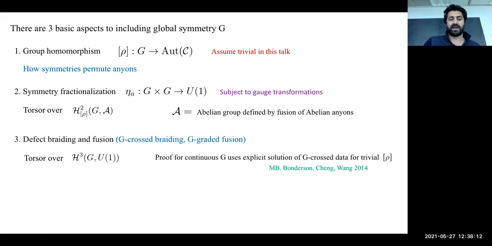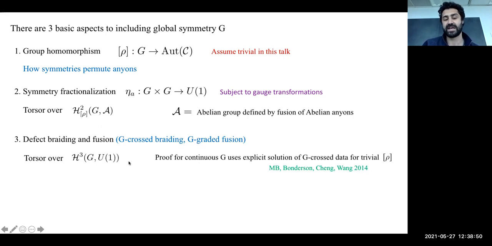And finally, we have the braiding and fusion of defects. So we have G-crossed braiding, G-graded fusion, and these different solutions can be related to each other by elements of this third group cohomology. Now, this is a pretty non-trivial statement, right? How do I know that this is true? It turns out that when the group homomorphism is trivial, you can explicitly solve the G-crossed braided tensor category equations in complete generality. That's one of the things that was done in this paper. And then in that case, you can just show that all the solutions can be related to each other by these two quantities. So that's how you can prove this.